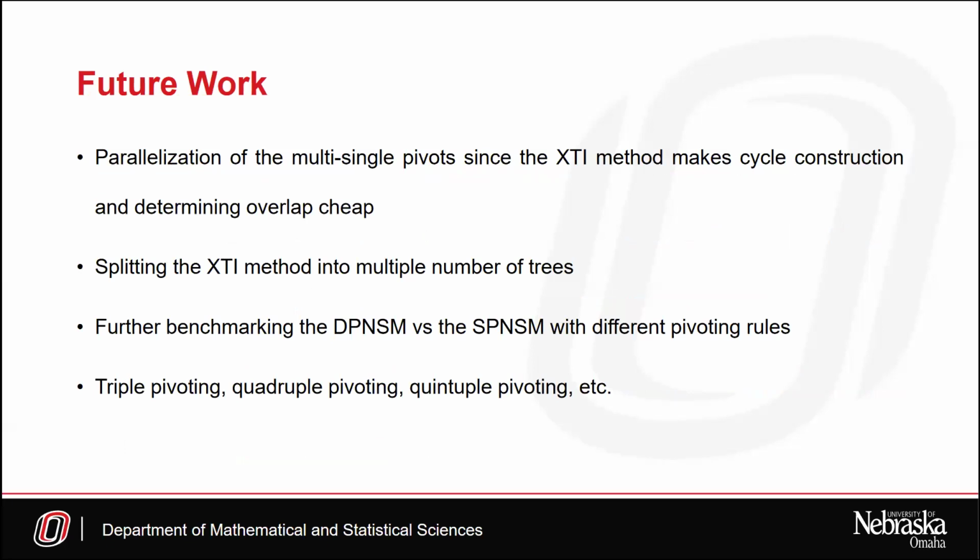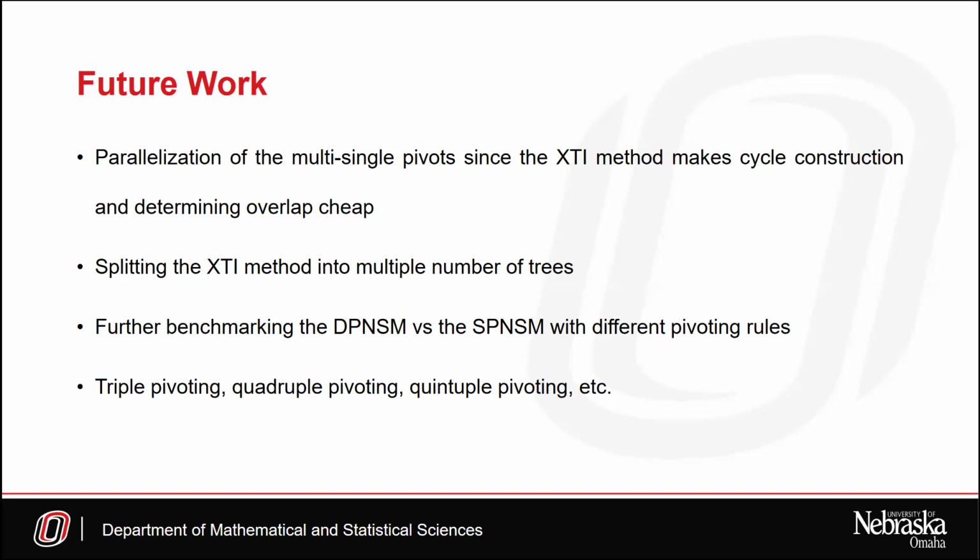Future work of this method includes parallelization of the multi-single pivots, since the XTI method makes cycle construction and determining overlap extremely cheap. That's basically me saying that if you have an iteration and you have all these arcs, you can enter all these arcs and then just look through every single entered arc and pick out the maximum combination of them that do not overlap, and single pivot those.